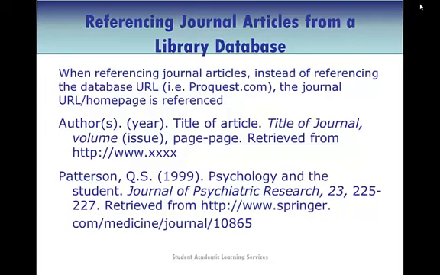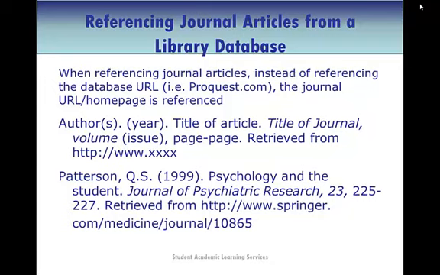Another type of frequently used source is a journal article from a library database. Many of you will have been to the library and will have accessed things like Academic Search Premier or ProQuest, different databases that contain articles. So APA has a set format for referencing those articles from a library database. There are two possibilities when you're referencing an article from a library database.